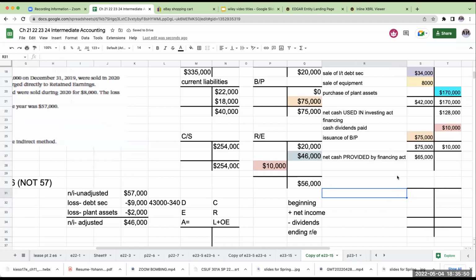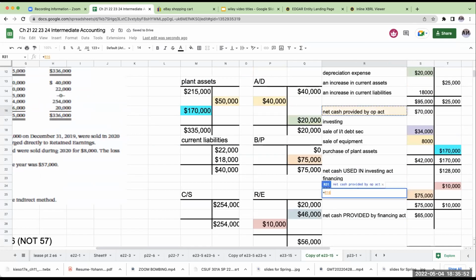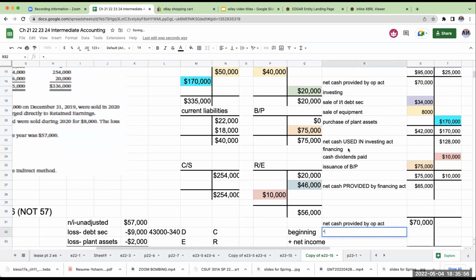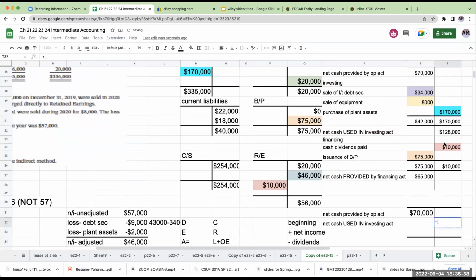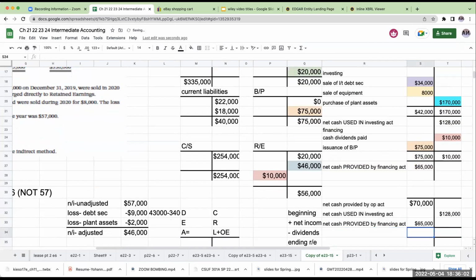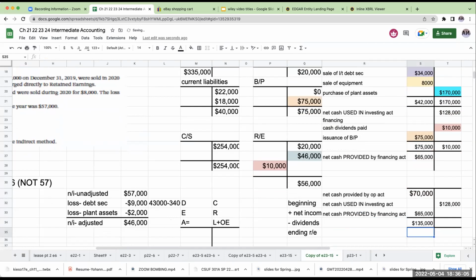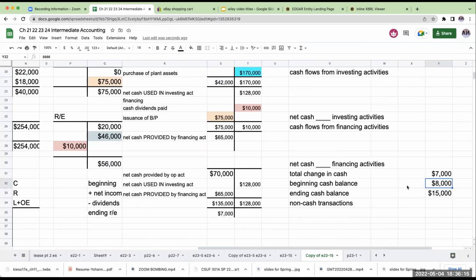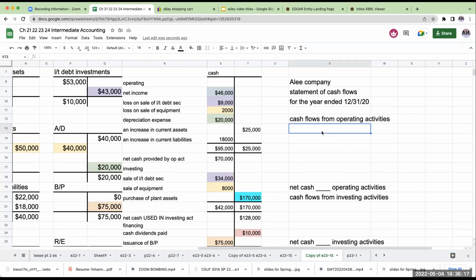I'm now going to check my work. Net cash provided by operating activities was 70. Net cash used in investing activities was 128, and net cash provided by financing was 65. When I add up my debits, subtract my credits, I subtract the smaller from the larger, leave the remainder on the larger side, and thank the heavens, I am balanced. So once we have this done, we're now ready to go through the making of the cash flow statement.